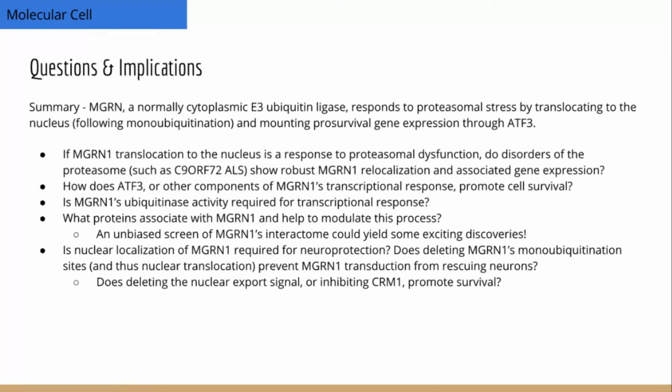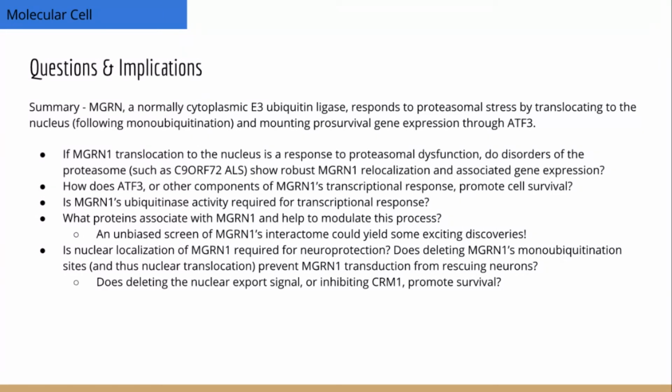So what might happen if we take a model of disease which has been shown unequivocally to inhibit the proteasome, such as the C9orf72 mutation that causes ALS? That mutation has been shown to inhibit the proteasome. So does that mutation also cause MGRN1 translocation, as we might expect? And how does ATF3 or other components of the MGRN1 transcriptional response promote cell survival? Can the critical proteins derived from MGRN1's transcriptional response be teased out from the background static? Can we actually find out which proteins are promoting survival?